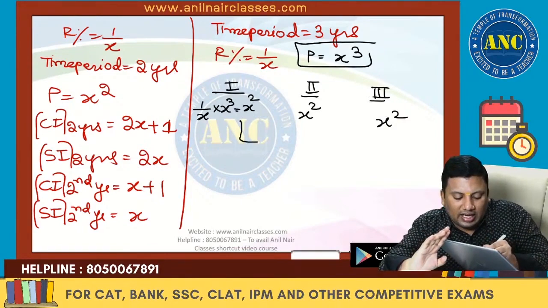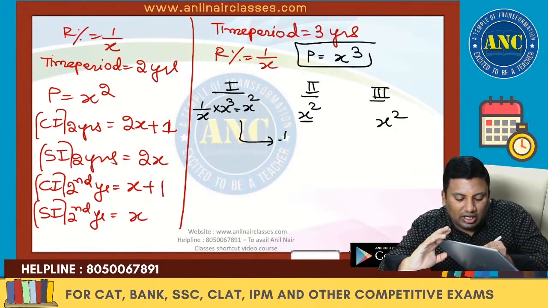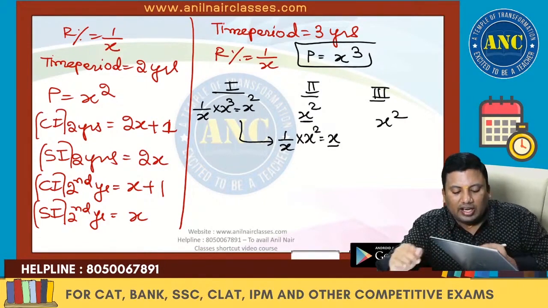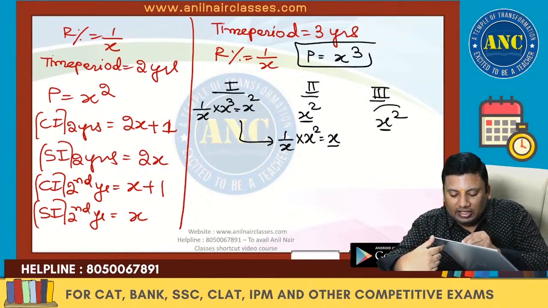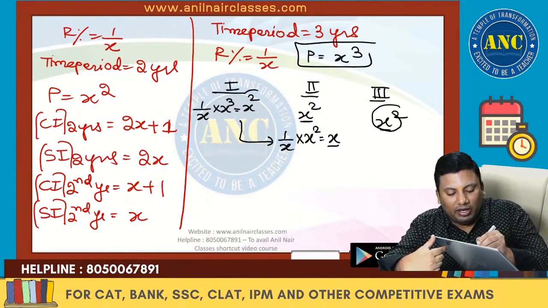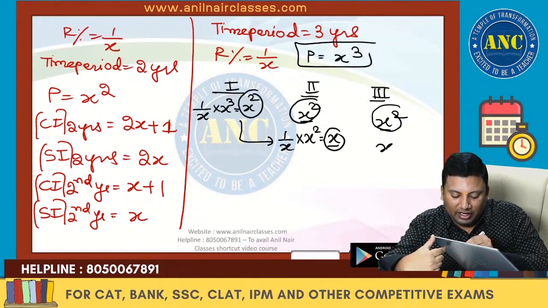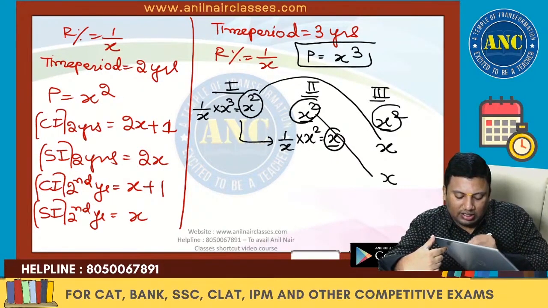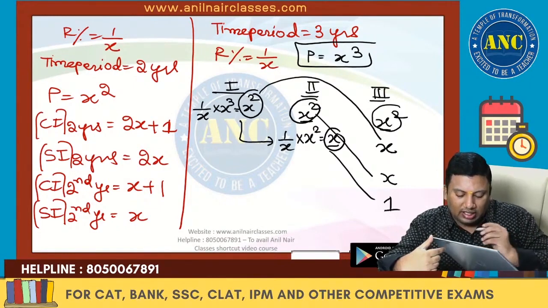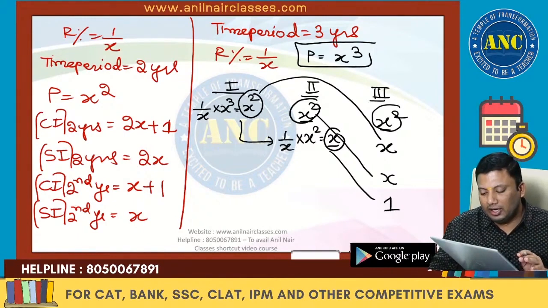In case of the second year, CI is nothing but SI plus interest on interest. So it is 1 by x of x square, which is x. Third year it is nothing but SI plus interest on interest. How many more values are there? 1, 2, 3. 1 by x of x square, x. This is interest on interest for this. Interest on interest for this. Interest on interest is 1 by x of x, which is 1. I hope it is clear.